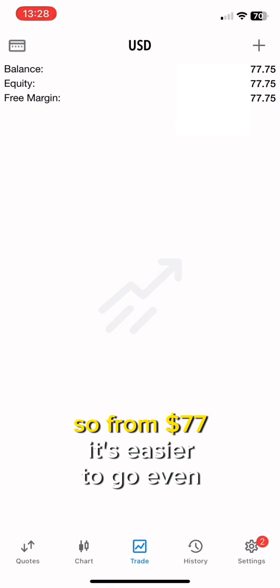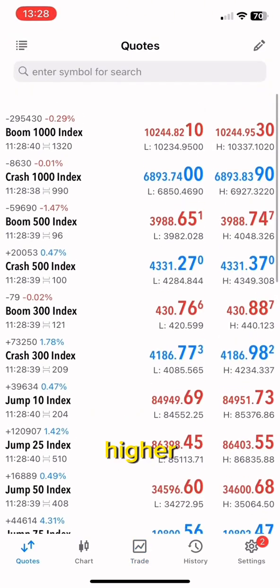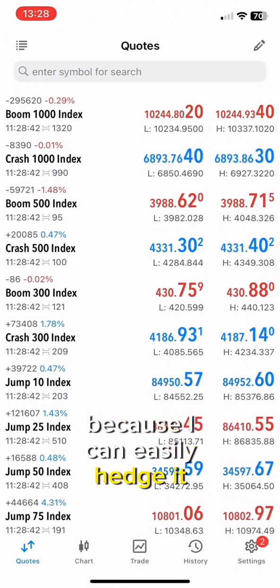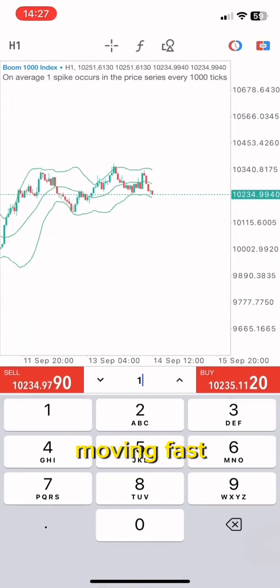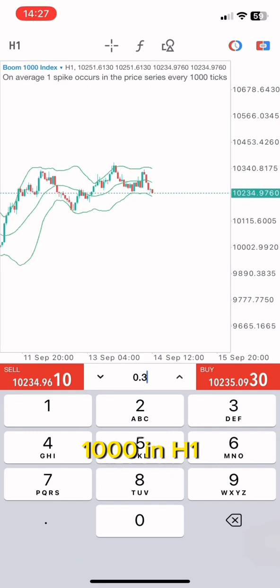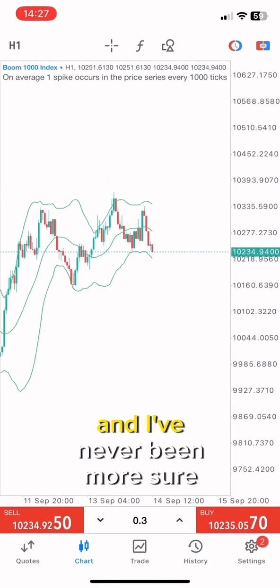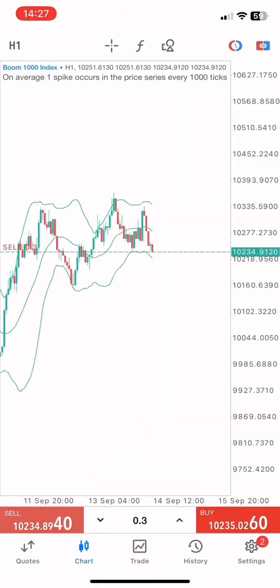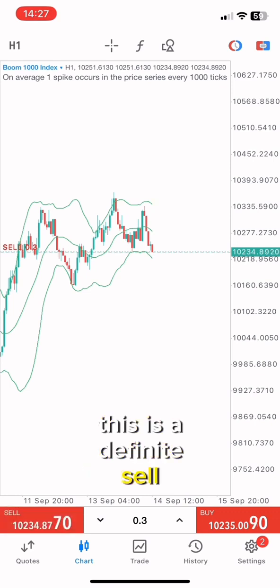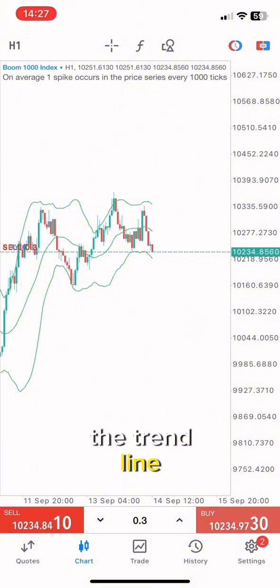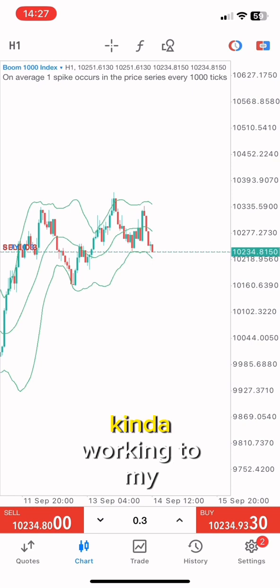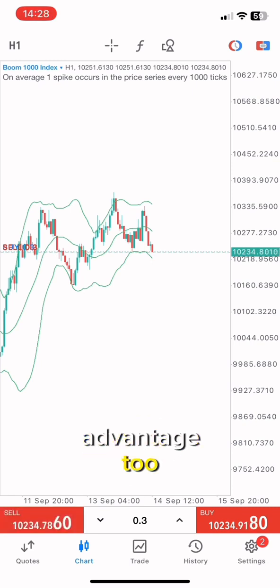From 77, it's easier to go even higher because I can easily hedge it and get more position sizes, which means the price will be moving fast. So now I'm in Boom 1000 in H1, and I've never been more sure about the trade than this one. This is a definite sell. I have two reasons again: the first reason is the trend line, and the second one is the Bollinger Band. So the Bollinger Band is kind of working to my advantage too.